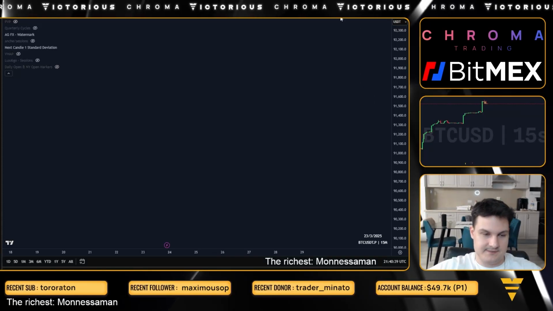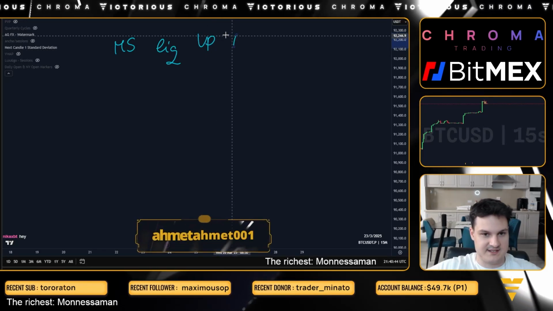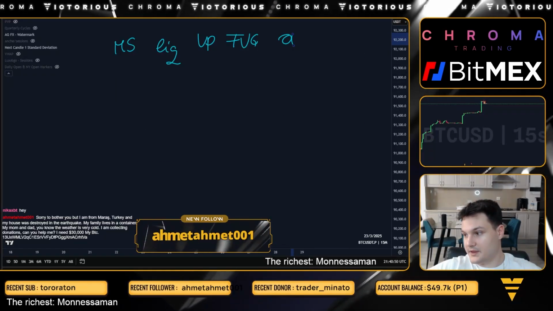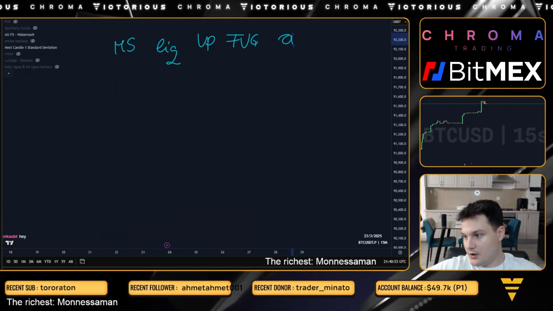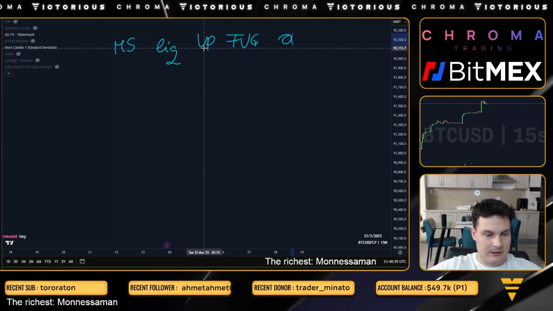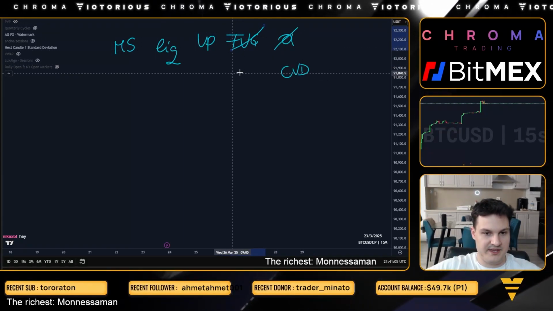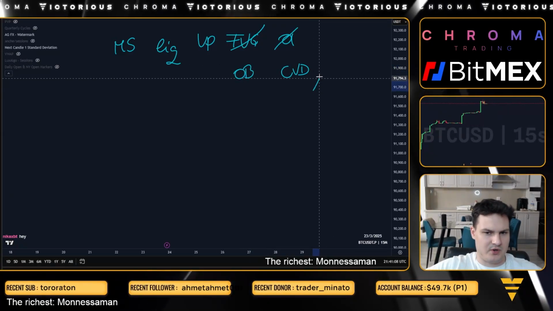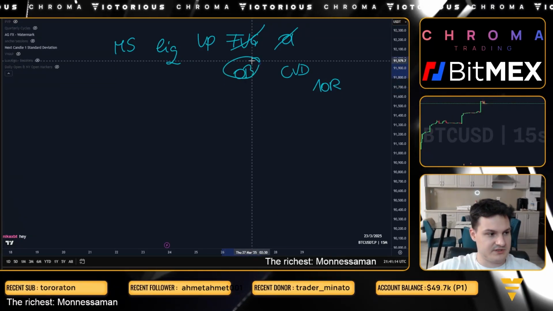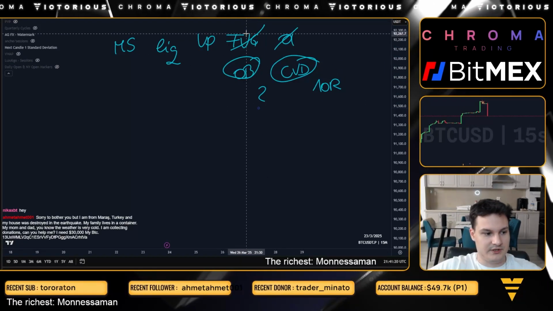Because what happens if, let's say, I start with my system with market structure, liquidity, volume profiles, fair value gaps, and open interest. And let's say that one month you decide, well, I'm not going to use open interest, I'm going to use CVD instead, and I'm going to use OBs instead of fair value gaps, and you see that your profit went up 10R. Well, did it go up 10R because you started using order blocks, or because you started using CVD? You don't know. So that's why it's good to only change one thing.